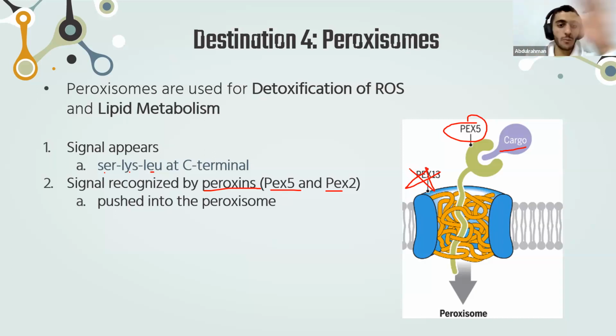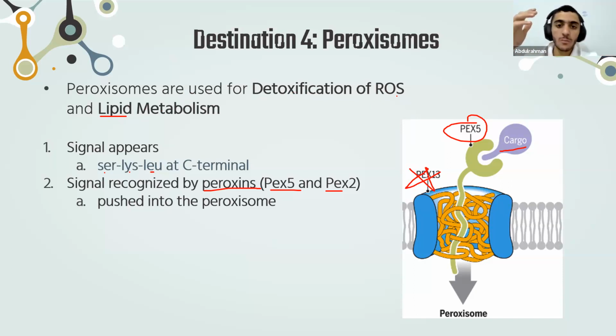Now, one other thing that I added here is basically what exactly is the function of peroxisomes. So peroxisomes are for two things: lipid metabolism, or the breakdown of lipid, which is fats, and detoxification of ROS. What is ROS? ROS is reactive oxygen species. Now, reactive oxygen species are basically there to help your body break down and fight off stuff. However, if you have too much of them, then this is going to be bad. So you don't want too much of them, and you don't want too little of them.